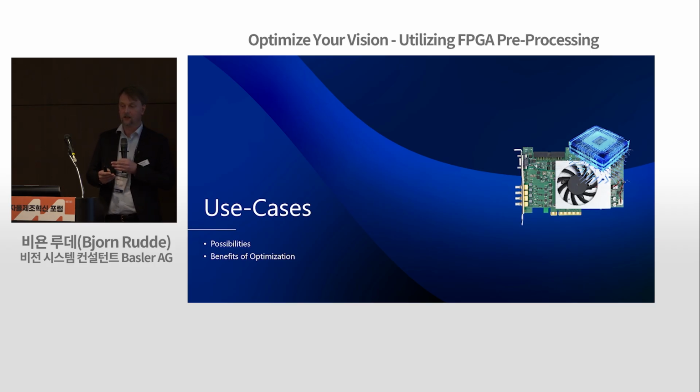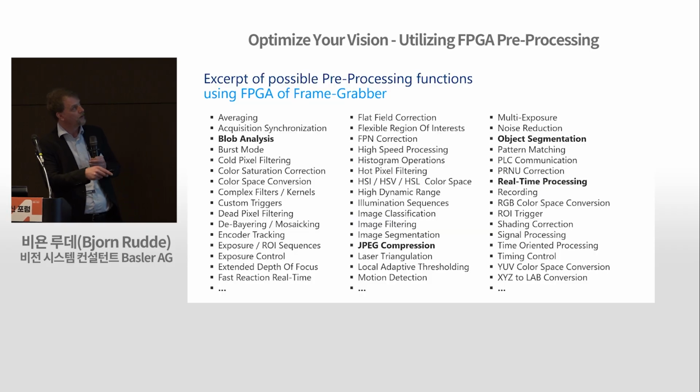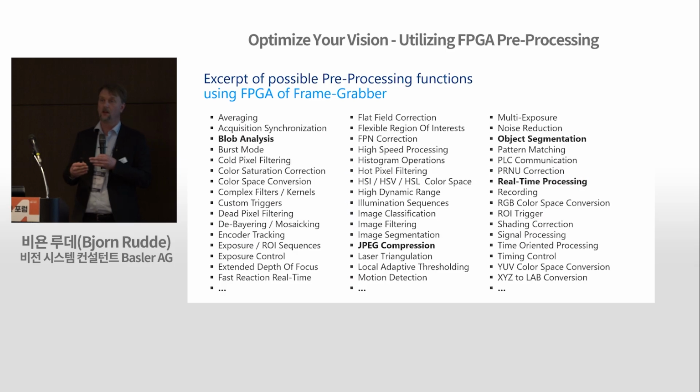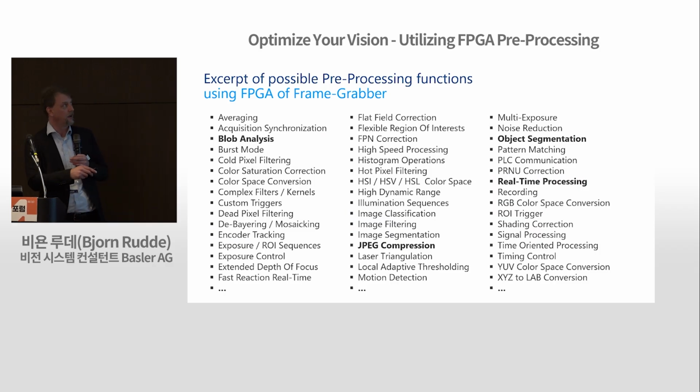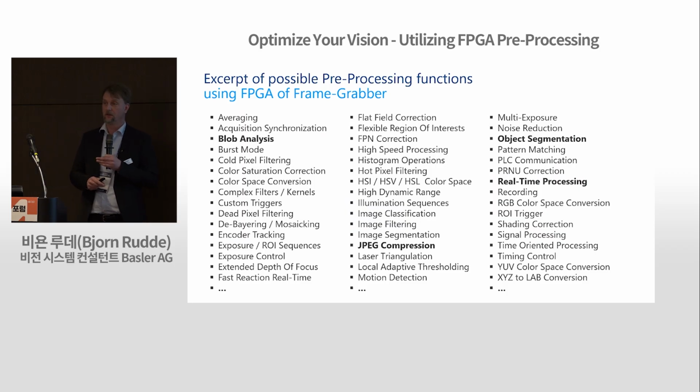So here, I guess a lot of the machine vision engineers in the audience will recognize a lot of different pre-processing functions. It's just an excerpt. We have much more we can offer to you, moving it into an FPGA. So it can be something like a blob analysis, real-time processing, object segmentation. It's very similar to the blob analysis. Even JPEG compression is possible inside of the frame grabber.